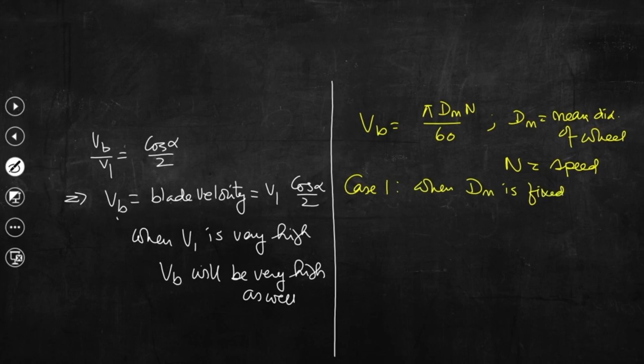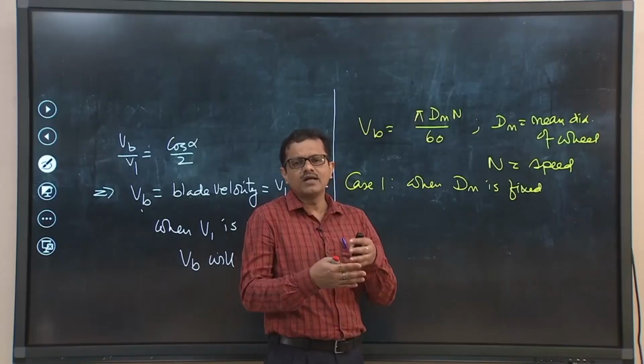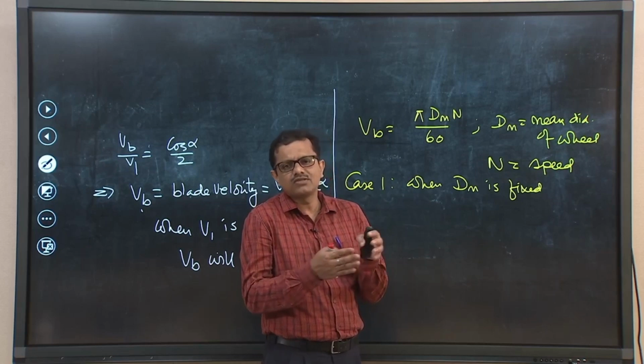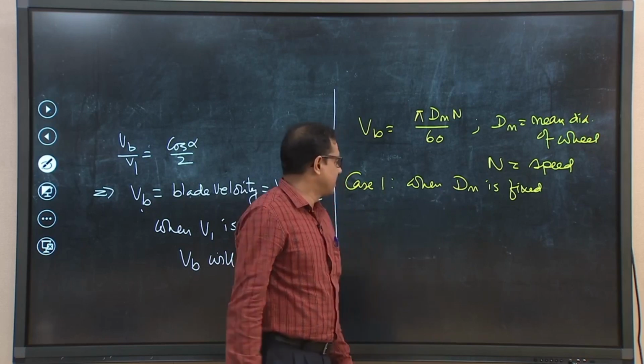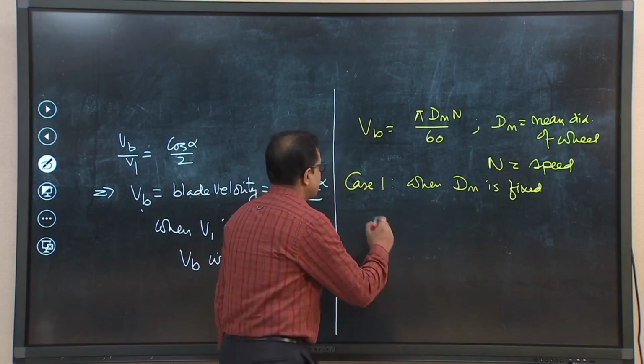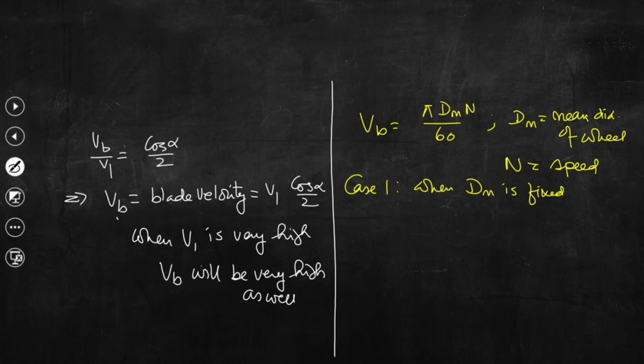dm we cannot increase beyond a particular value to meet the space constraint requirement, because when you are installing a turbine in a power plant, the turbine house also has a space constraint. So, dm cannot be increased beyond a particular value. So, if we keep dm fixed, then to accommodate high VB, n will be very high. That means the turbine will rotate with a very high velocity.